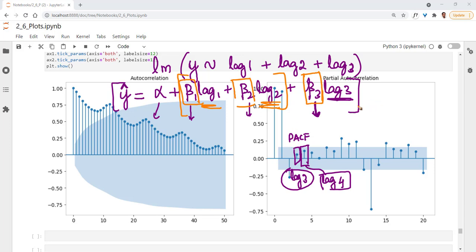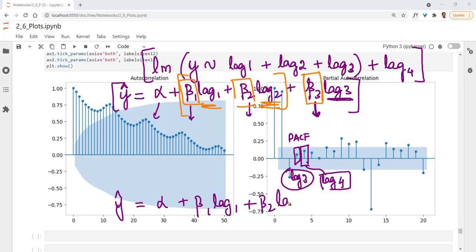What would happen if you want to compute the PACF of lag 4? You would compute a similar equation. You will also have lag 4 in the new equation, but you will get a new set of coefficients. You build a linear regression model including lag 4, and after including it, you get a new set of coefficients: alpha plus beta 1 lag 1 plus beta 2 lag 2 plus beta 3 lag 3 plus beta 4 lag 4.